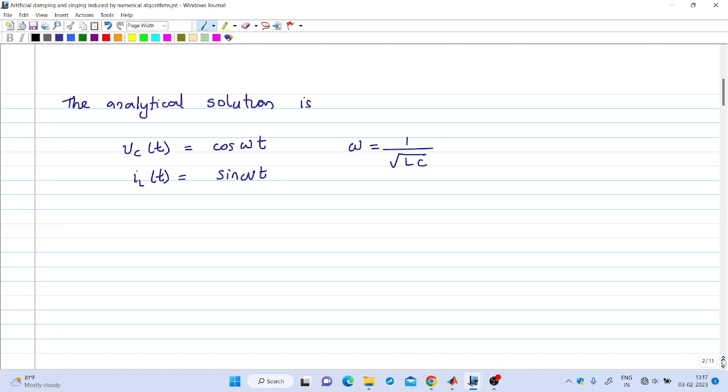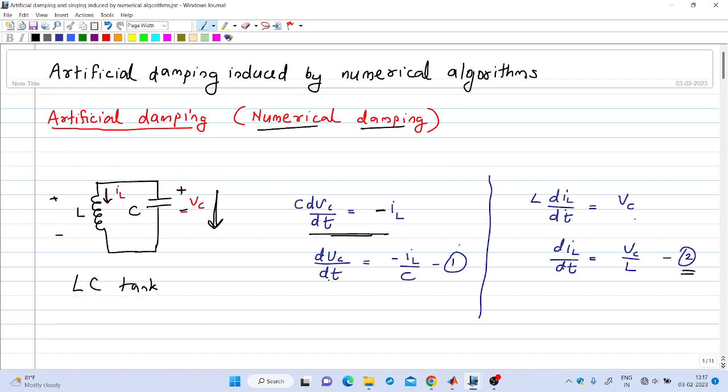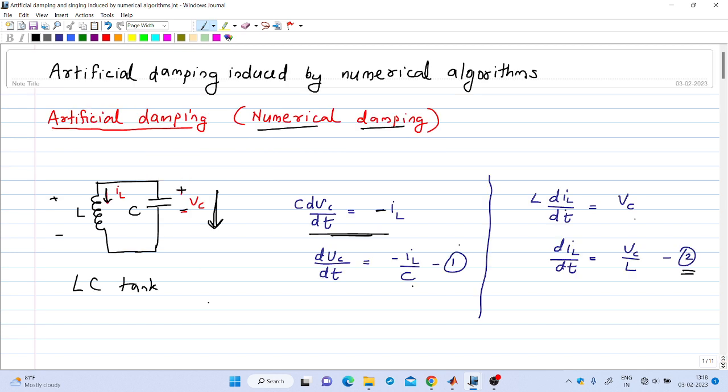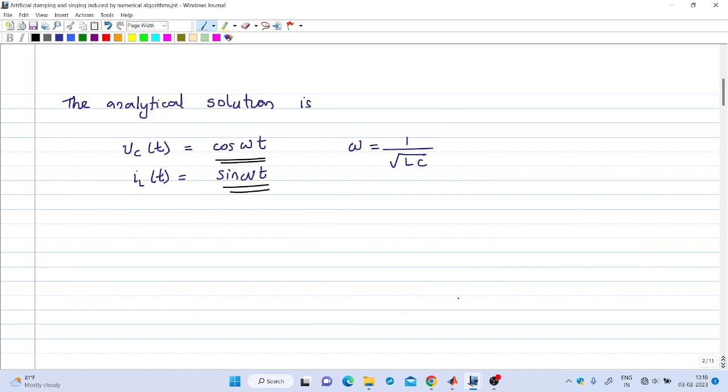So if you solve these two differential equations analytically, dVC by dt equal to minus IL by C and dIL by dt equal to VC by L, then we will get VC of t equal to cos omega t and IL of t is equal to sin omega t. In this case, for L is equal to 1 Henry and C equal to 1 Farad. These are the values we are using. Okay, this is the analytical solution. So if you plot the capacitance voltage, then it will be a cosine wave of constant amplitude equal to 1.